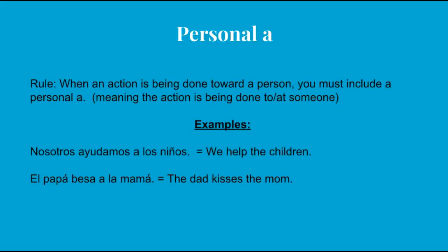The next thing I want to talk to you about is the personal a. The rule with the personal a is that whenever an action is being done toward a person, you have to include a personal a. So this means the action is being done to or at someone. If you remember, the word a by itself means to or at. Okay. An example, nosotros ayudamos a los niños means we help the children. In English, we don't technically say we help at the children or we help to the children, but in Spanish, you do say it that way.